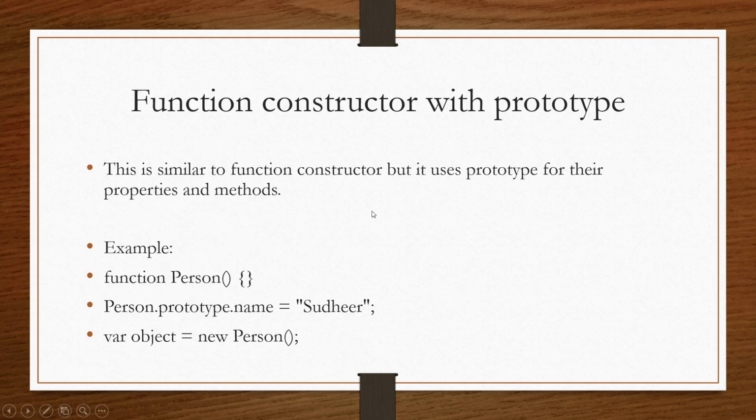Now moving into the function constructor with the prototype. Basically this method is used for the prototypes for the properties and methods. It is similar to using Object.create with the function prototype and then calling that function with the instance and parameter as an argument.